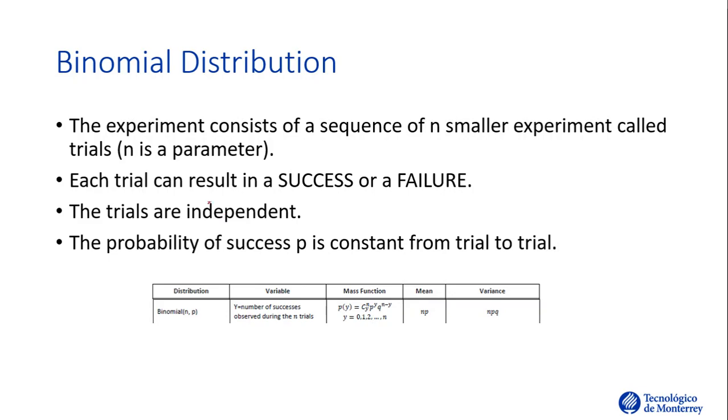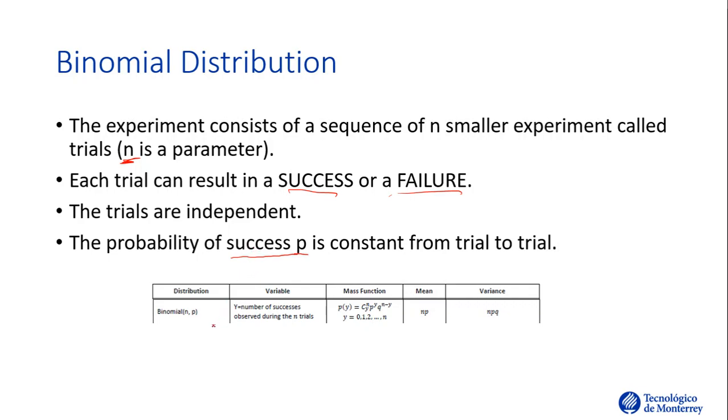The first distribution that we will see using this concept is the binomial distribution. It has 4 main ideas. First, the experiment is going to be a sequence of n smaller Bernoulli experiments called trials. N is a fixed number, it's going to be a parameter, so we previously know how many trials we're going to have. Each trial can result in a success or a failure. In other words, each trial is a Bernoulli experiment. All the trials are independent. In other words, the occurrence of one won't affect the probability of the other ones. The probability of success P is a constant from trial to trial. That is, in each trial you will always have the same probability of success, as well as the same probability of failure.